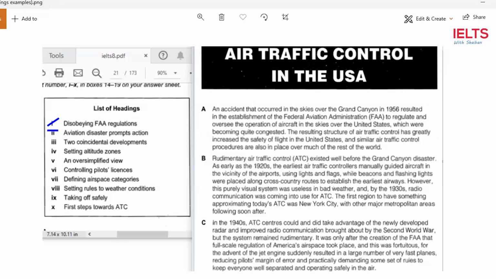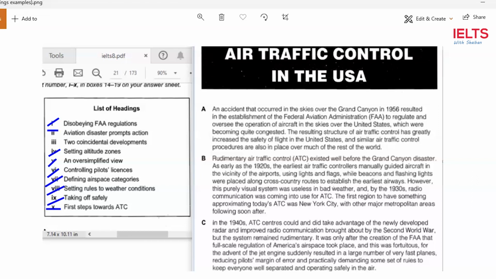So two coincidental developments, let's say maybe, because he talks about developments, he talks about maybe radar, and let's check the rest. Setting altitudes, nothing about altitudes. Oversimplified view, no views. Controlling pilots, nothing about controlling. Defining airspace, nothing about categories. Setting rules, weather condition, it doesn't talk about the weather. Taking off safely, nothing about safety in here. And finally, first steps, and we have already done this for paragraph B, so this is done for B.